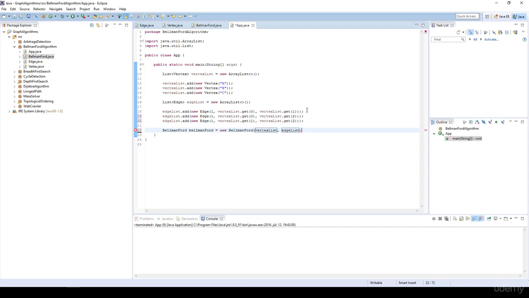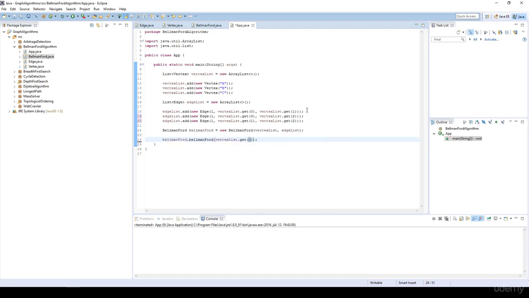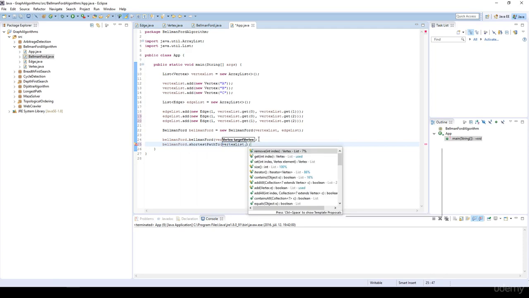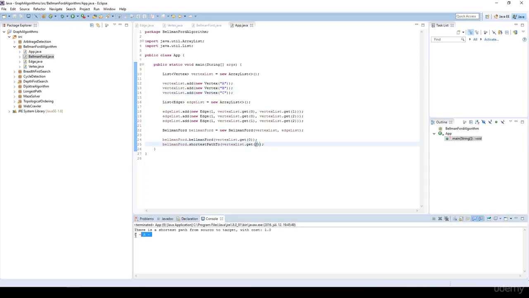We have to specify the vertex list and the edge list. Then we have to call the Bellman Ford algorithm on the starting vertex. It's going to be the vertex list on the 0 index, so basically the A. And then I would like to define the shortest path to the vertex list get with the index 2. What does it mean? That the target vertex is the vertex C. So I think it's going to print out that the shortest path is going directly from A to C.